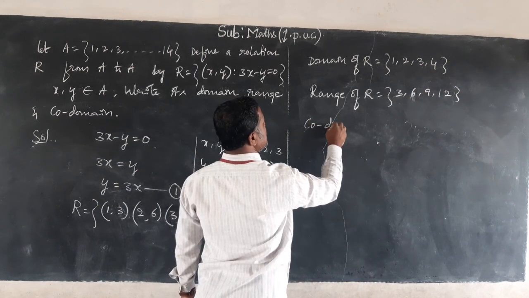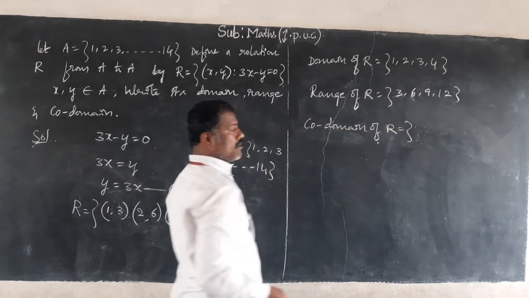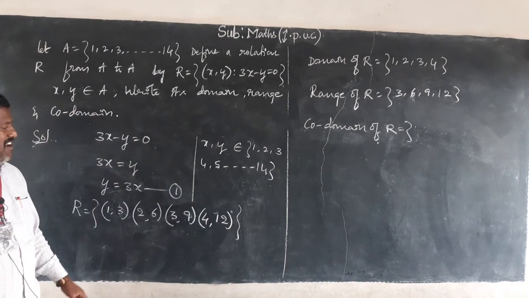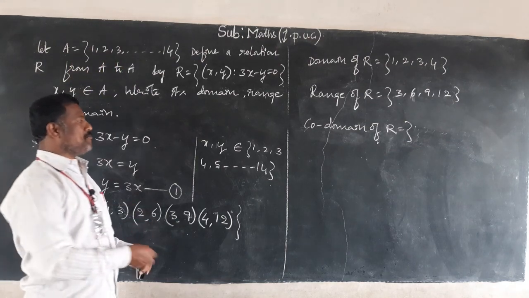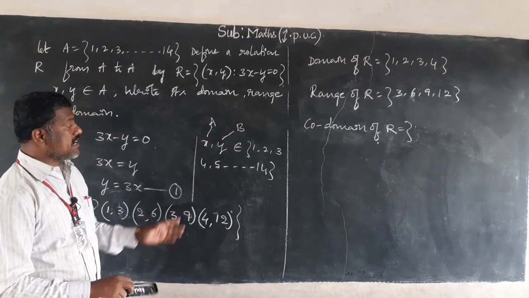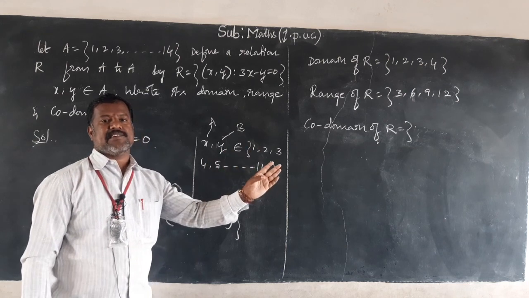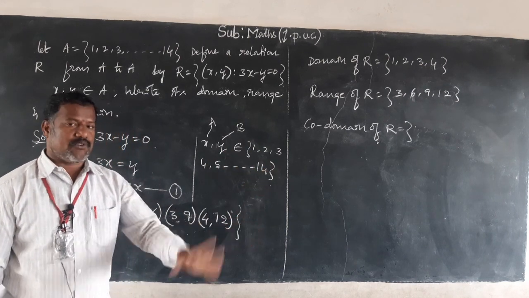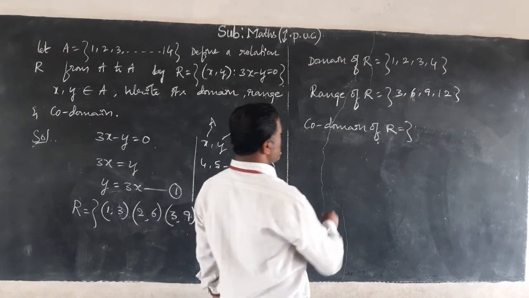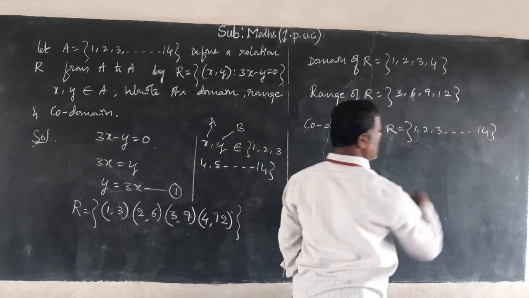Next, codomain. The codomain of R is nothing but the whole set B, all the elements of set B. Here this is what we call set A and this is set B. Both set A and set B have the elements 1, 2, 3, 4, 5, 6, 7, 8, 9, 10, 11, 12, 13, 14. The whole set B is called the codomain. So the codomain elements are 1, 2, 3, ... up to 14.